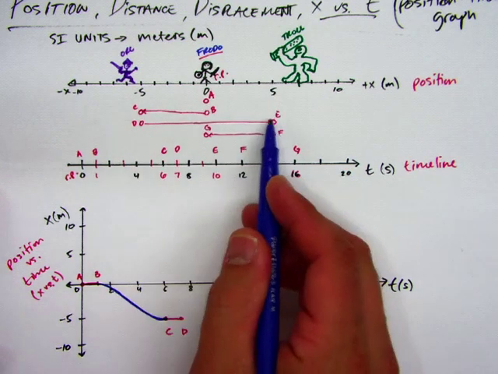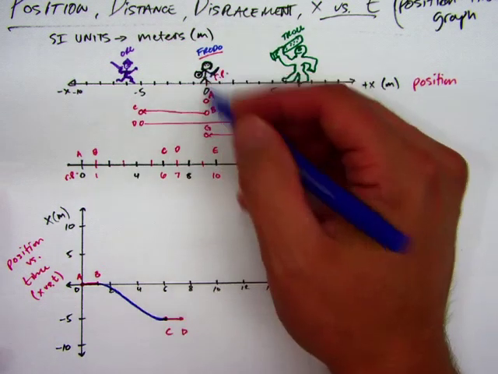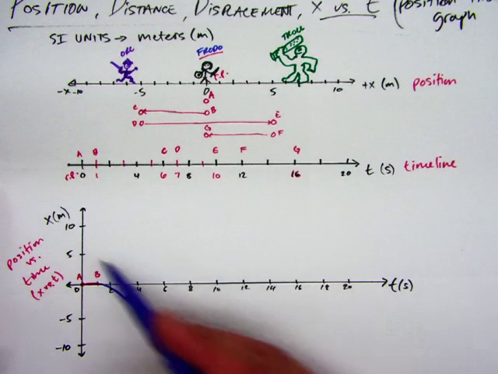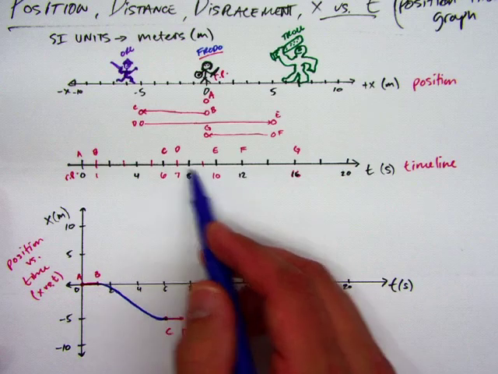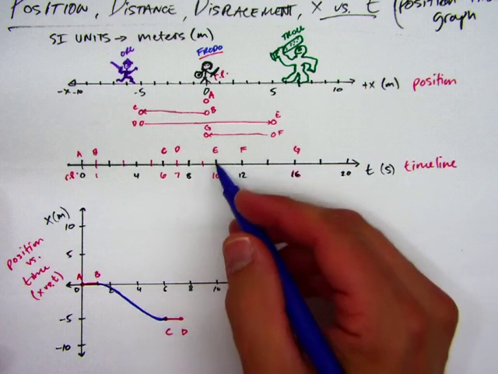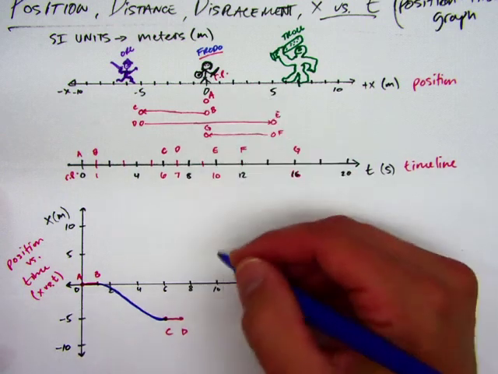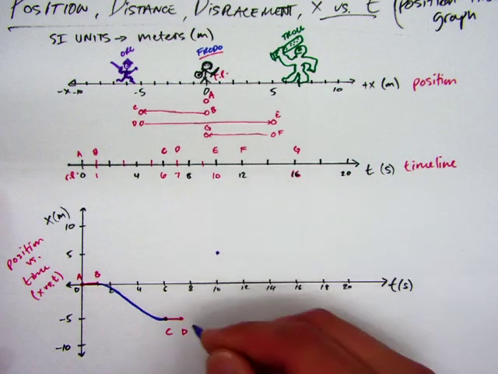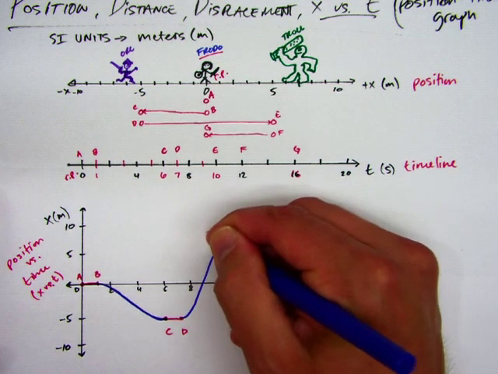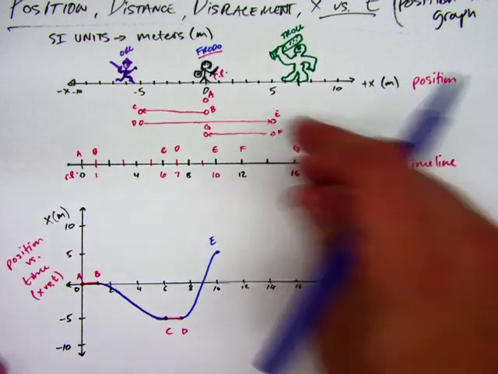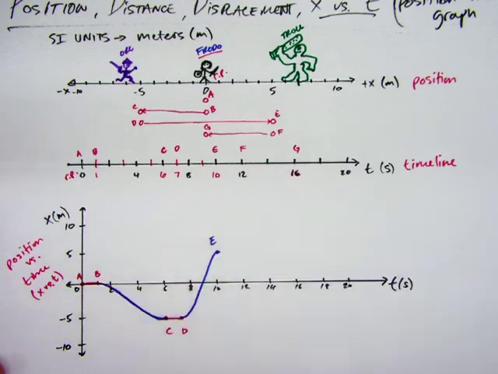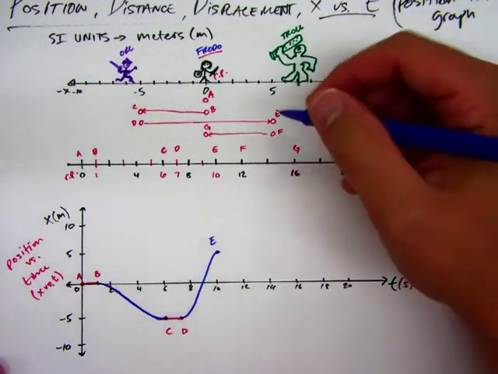Then he begins moving back in the positive direction. He crosses 0. So from D to E, he's moving from position -5 to +5, but let's see how long that takes. From D to E, he's moving pretty fast now, so he covers that ground in 3 seconds. So at time 10, he has to make it back to +5. So he goes, whoop. So by the time we reach E, 10 seconds has elapsed, and he's back at position +5. That's the time in which he sees the mountain troll.